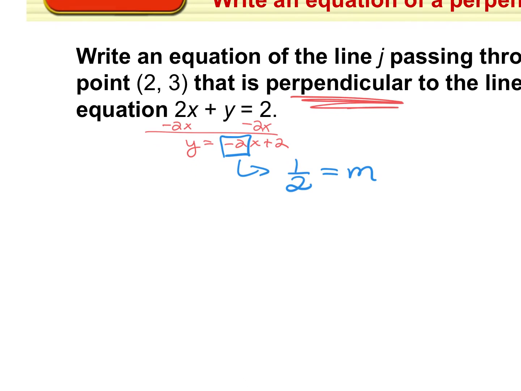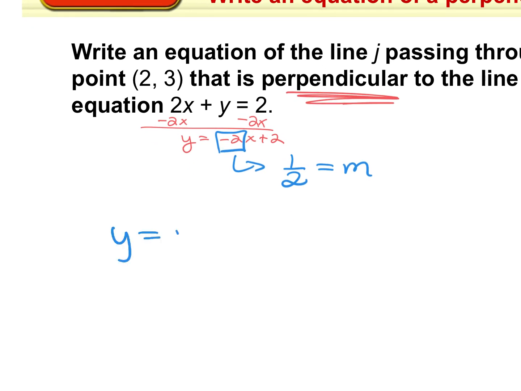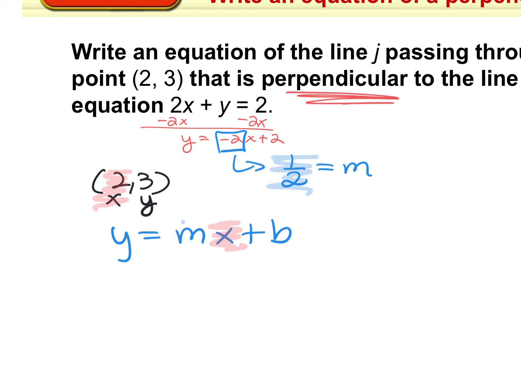So now again, I'm taking y equals mx plus b. I'm going to put in, let's see, here is this, 2, 3. So this is my x that I'm going to fill in. This is my y. So for the x, it's going to go here. For the slope, it's going to go here. And for my y, it's going to go here. And we're going to solve for b.